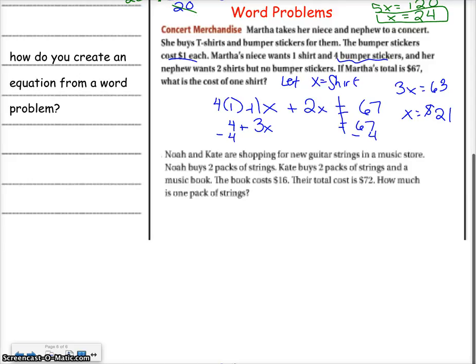All right. Last word problem. Noah and Kate are shopping for new guitar strings in a music store. Noah buys 2 packs of strings and Kate buys 2 packs of strings and a music book. The music book was 16 bucks. Their grand total is 72. How much is 1 pack of strings? So my X is what I'm looking for. X is my strings.